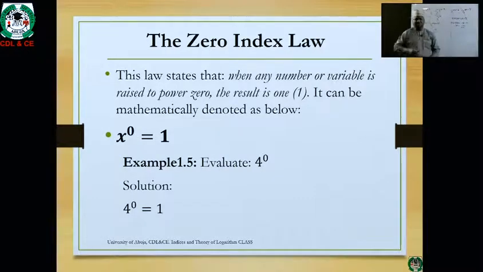Then the zero index law. This law simply states any expression, any value, any number that is raised to power 0 becomes 1. So the one we have on the frame is 4 raised to power 0, which is 1. We can have 20 raised to power 0 is 1. Y raised to power 0 is 1. Anything raised to power 0 is what?